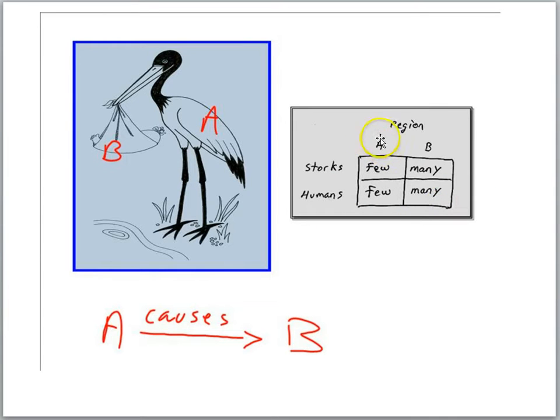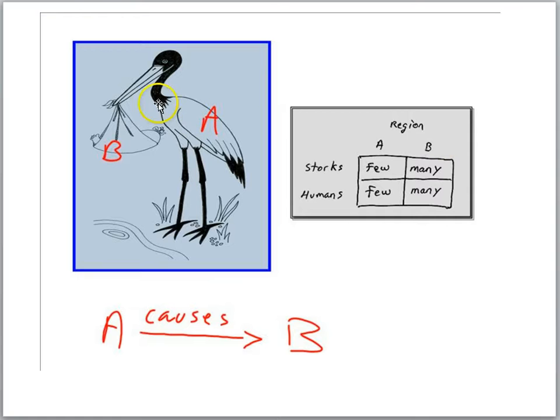There are places around the world where the following pattern holds true. In region A, someplace in the world, like some northern European countries, there are places where there are very few storks and very few humans. Yet in other regions around the world, there are many storks and many humans. Now that's a correlation, a regular relationship between storks and humans in these different locations.